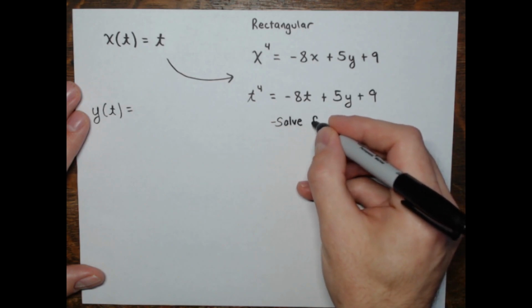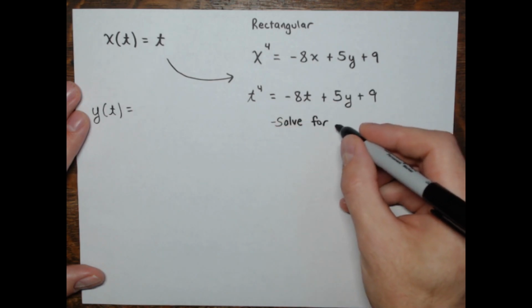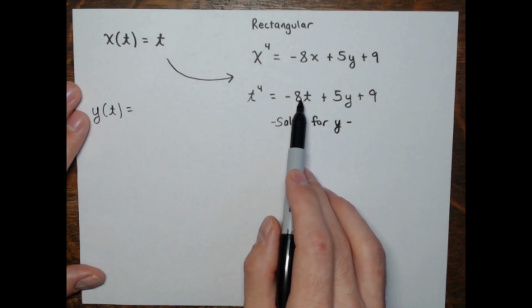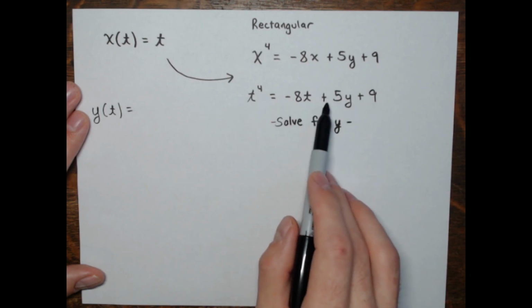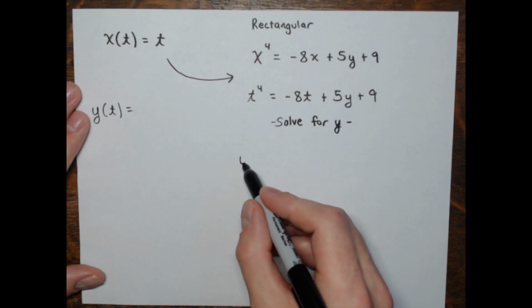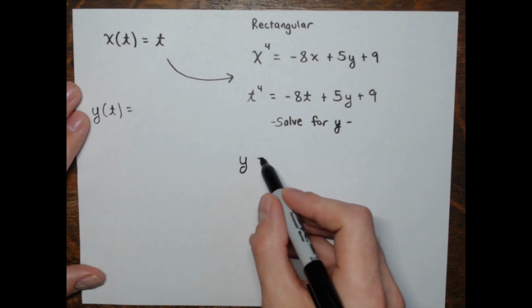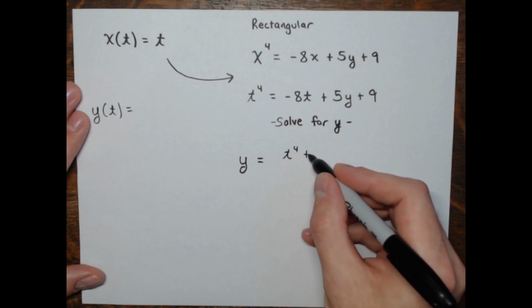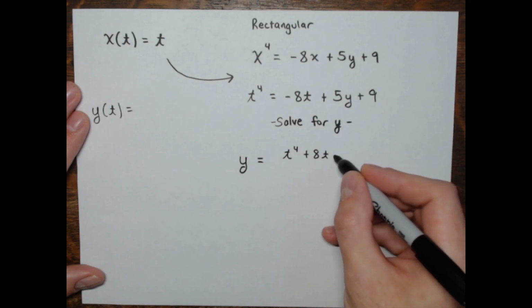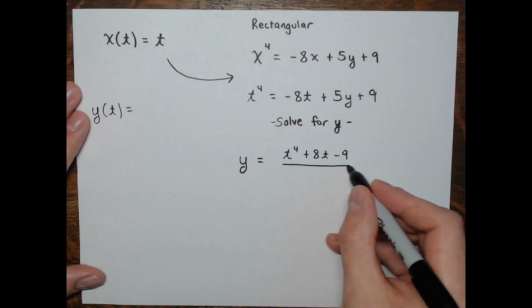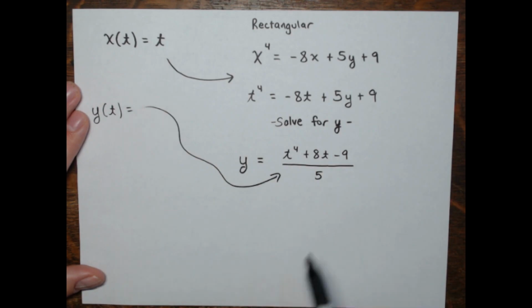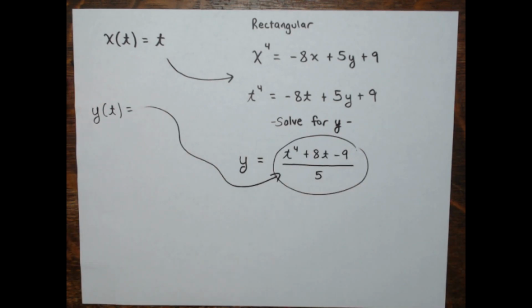So I'm taking this here after substituting x equals t and solving for y. Now to solve for y, I would add 8t, subtract 9, and then divide everything by 5, right? Hopefully you can do the algebra there. So y would be equal to t to the fourth plus 8t minus 9, and then all divided by 5. And there's your y of t right here, describing where you're at for different values of t.